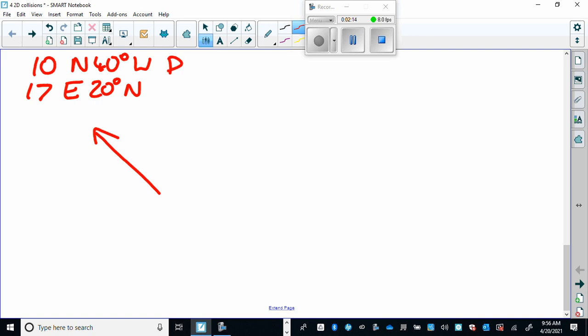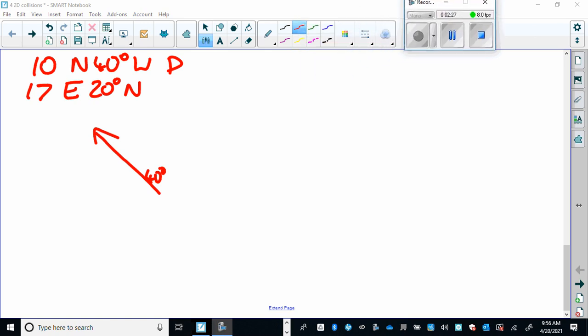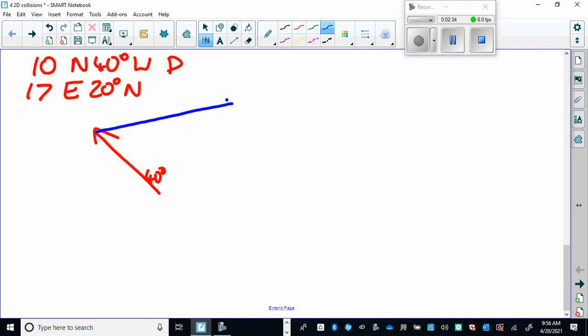So this red vector here is my 10 kilometers, 40 degrees, and then I've got another vector. Let's go with the blue vector. East 20 degrees north would be something like that, and it's 17 kilometers. Right, there's my 20 degrees in there, my 40 degrees in there, and this is 17, and this is 10, and you would say, what's the resultant? What's the displacement vector?